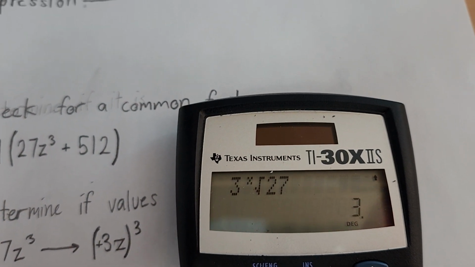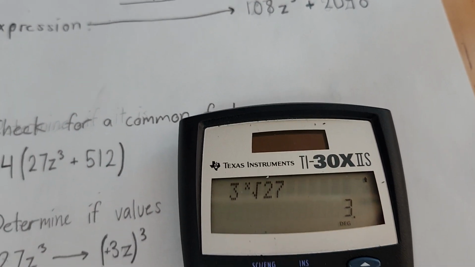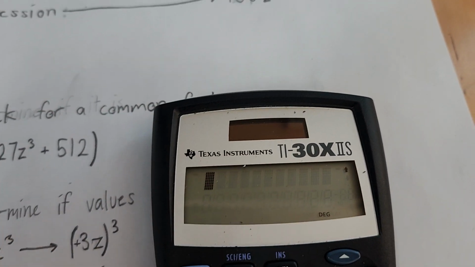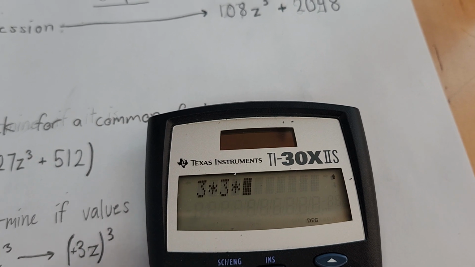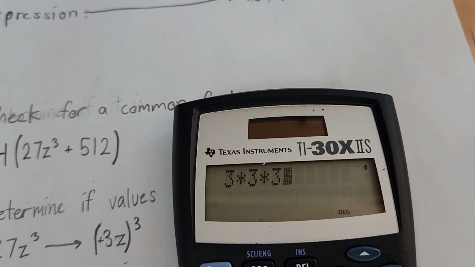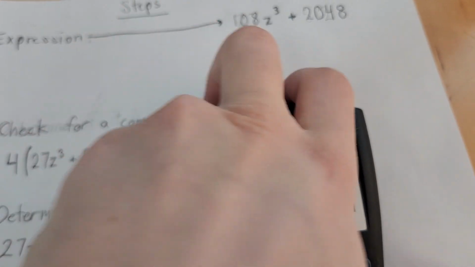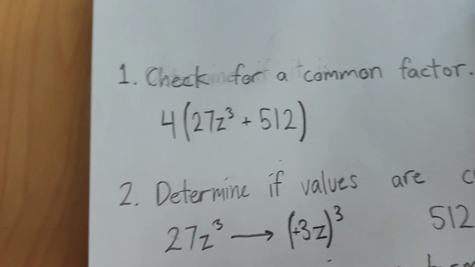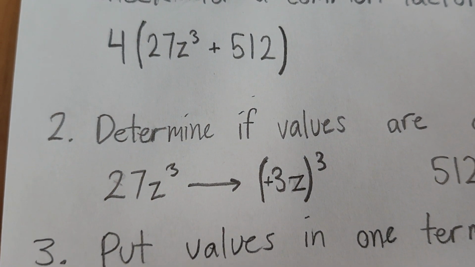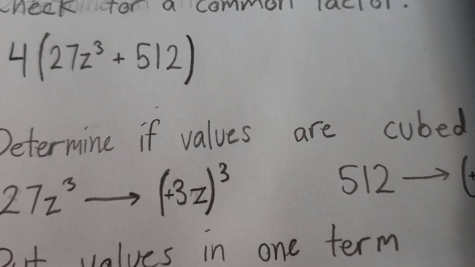And you do that and you get 3. So 3 cubed is equal to 27. And we can test that, right? 3 times 3 times 3, because 3 cubed is just the expanded form. It's 3 times 3 times 3, and you get 27. That's a nice little function you can use on your calculator. So 27z cubed is positive 3z.